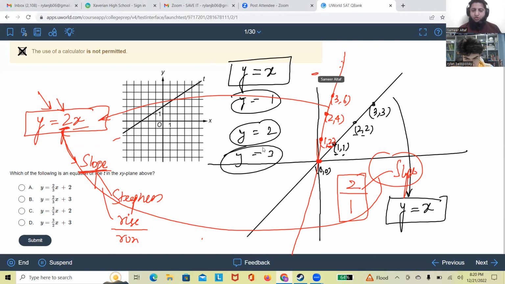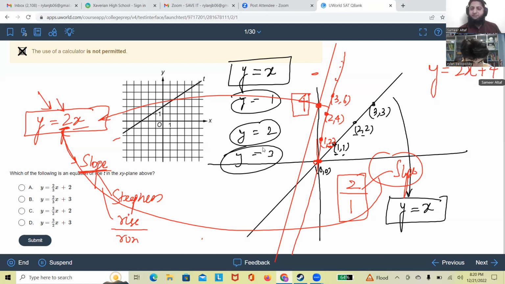Yeah. So when I move this line like this, it's not now crossing 0, 0. It's crossing this point here, and that's 4. Now the equation of the line will be y equals 2x but plus 4 simply.